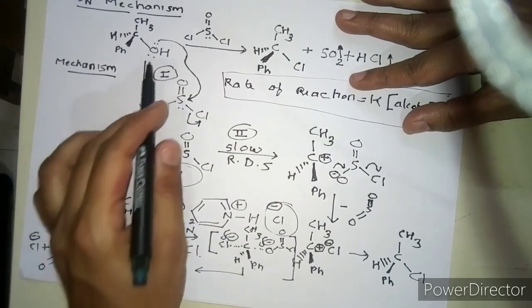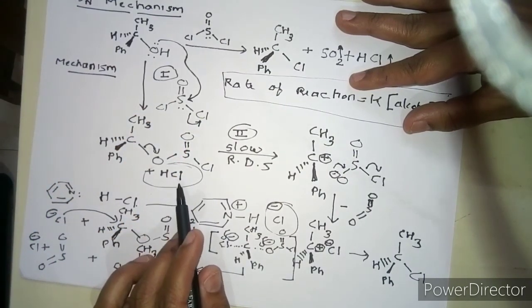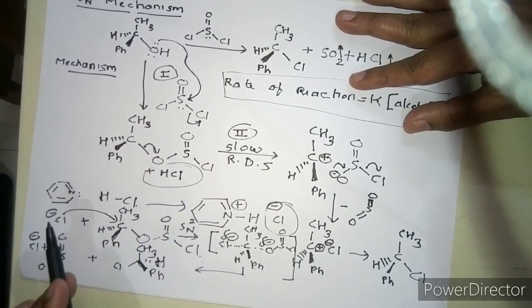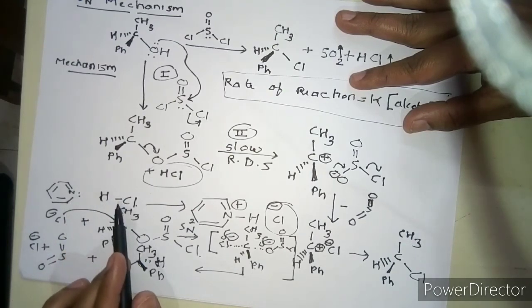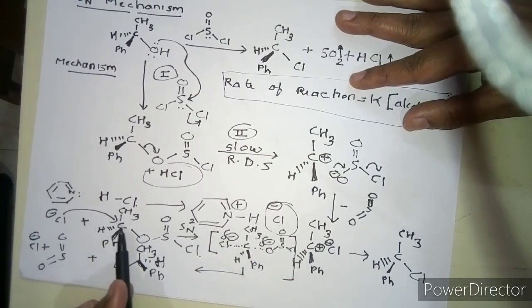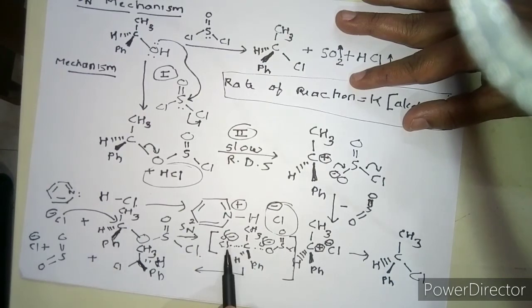Now what happens in the presence of pyridine? The first step remains the same. The alkyl chlorosulfide is formed and HCl is formed. But in the previous mechanism, the HCl gas escapes away, whereas in the presence of pyridine, the HCl gets trapped. It reacts with pyridine to form pyridinium chloride. Now the chloride ions are free and they attack the alkyl chlorosulfide from the back side, and exactly an SN2-like mechanism takes place.